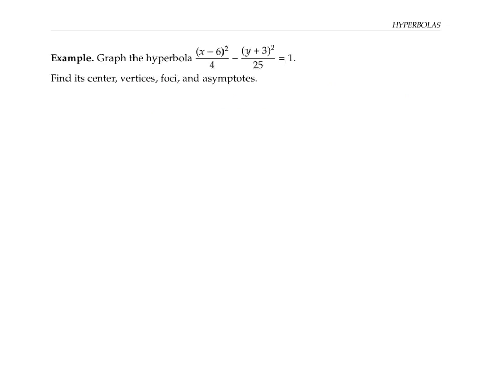We've done all the abstract theory. Let's do one example with numbers. If we're given this hyperbola, we can read off its center as (6, -3). Since the x term is positive, I'm going to let a be the square root of 4, and b will be the square root of 25.